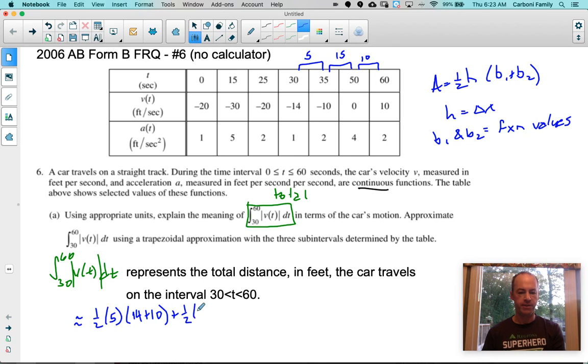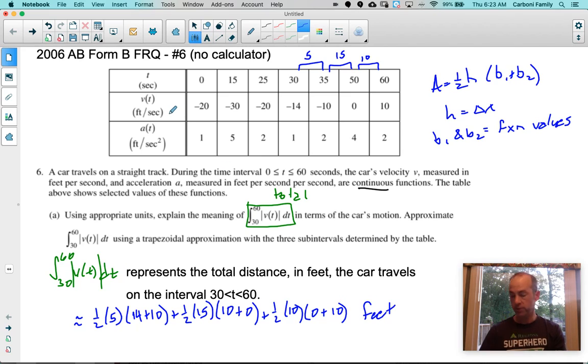35 to 50 is a height of 15, and the values of the function are -10 and 0, but the absolute value of that would be +10 and 0. And then my last one from 50 to 60, a height of 10, and absolute value does not come into play here. The velocity values are 0 and 10. Absolute value remains 0 and 10. And on the AP exam, you are absolutely allowed to stop right there. So you could just write feet and quit.